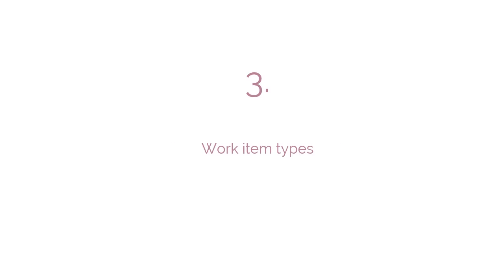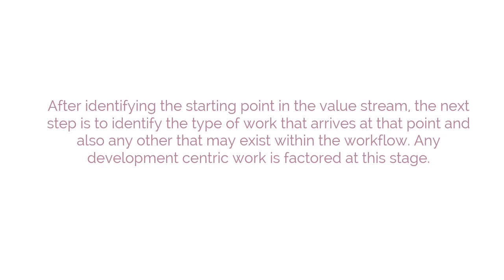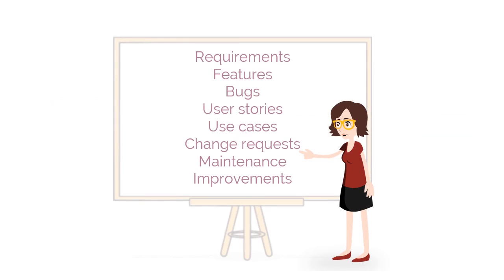The next practice is work item types. After identifying the starting point in the value stream, the next step is to identify the type of work that arrives at that point, and also any others that may exist within the workflow. Any development-centric work is factored at this stage. Typically, work items can include requirements, features, bugs, user stories, use cases, change requests, maintenance, improvements.